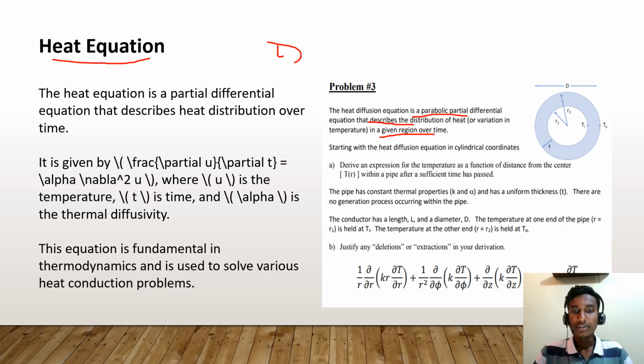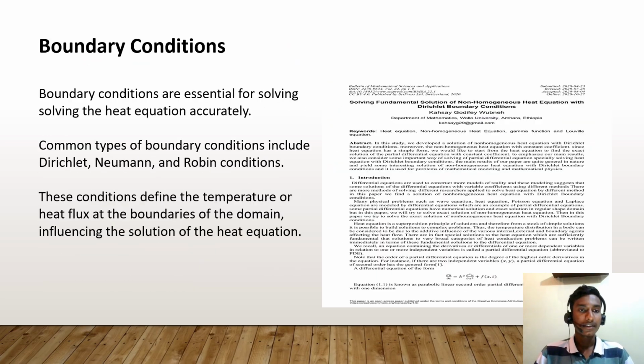Derive an expression for the temperature as a function of the distance from the center within a pipe. The pipe has constant thermal properties K and alpha. K and alpha are constants that represent thermal properties of the pipe, and it has a uniform thickness of T. There is no generation process occurring within the pipe. The conductor has length L and diameter D. The temperature at one end of the pipe, R equals R1, is held at T1. The temperature at the other end, R equals R2, is held at T0. This justifies the derivation. Let's move on to the next slide.